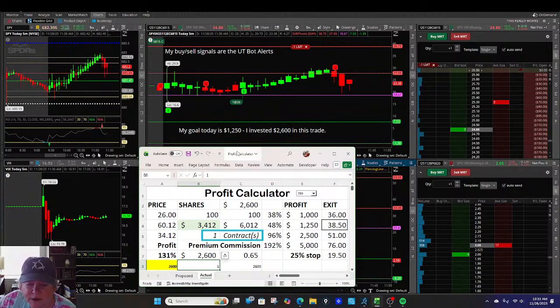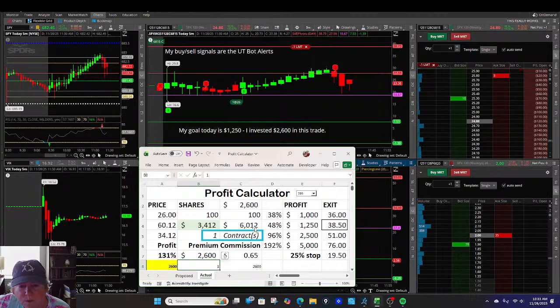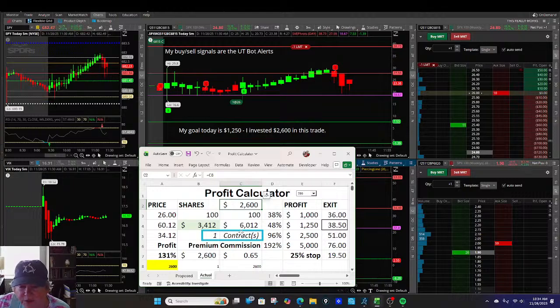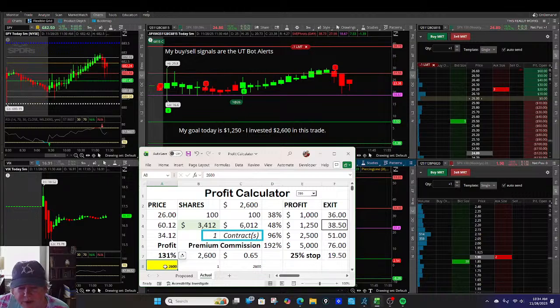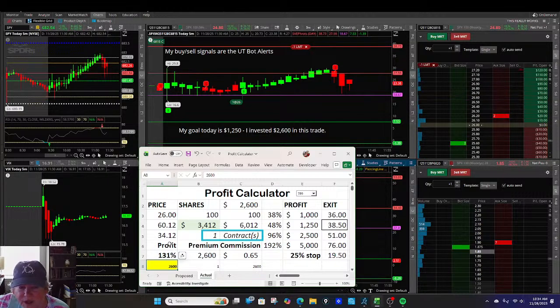And I have a thing I made up called a profit calculator I want to share with everyone. Here is the amount that was spent on the trade. I put that value in the yellow box so that it will come out here with a decimal point.